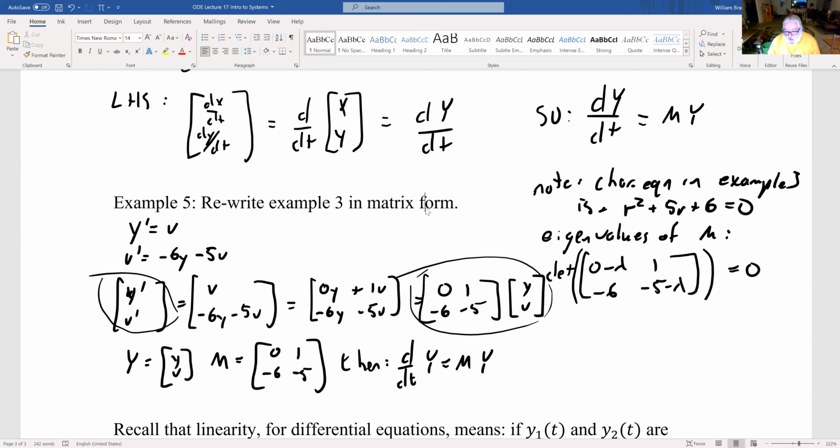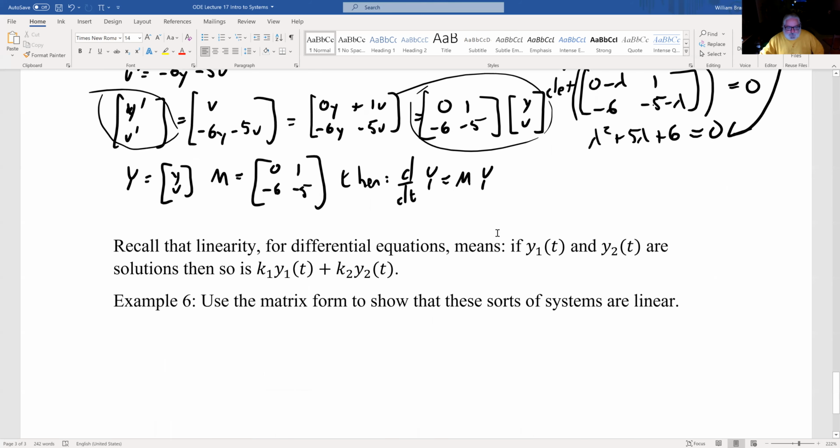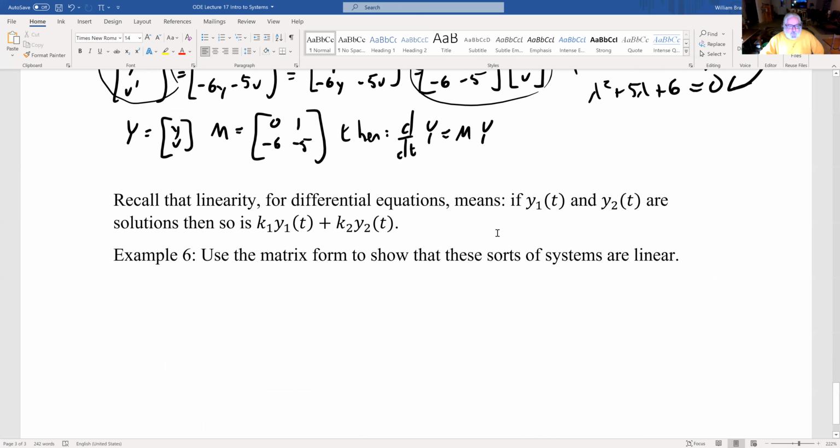So what equation do we get? The determinant of this: multiply minus lambda times minus 5 minus lambda. That gives me lambda squared plus 5 lambda, and then minus minus 6, so plus 6 equals 0. So the characteristic equation that we saw back when we were dealing with second order equations is the same thing as the eigenvalue equation. And that's why those r's were called eigenvalues.